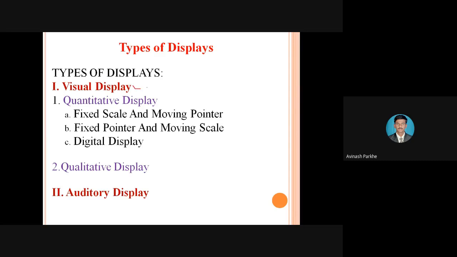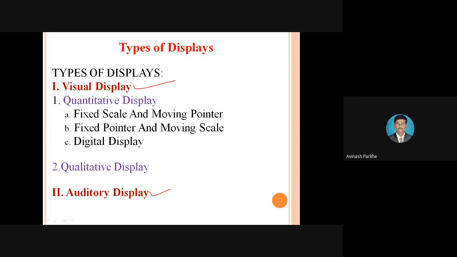The first one is a visual display. Visual display means whatever information, whatever output is obtained from that particular machine, that output can be represented on one big display. Whatever output or data you get can be represented on one display. That concept is called a visual display. And the second important type is called an auditory display.